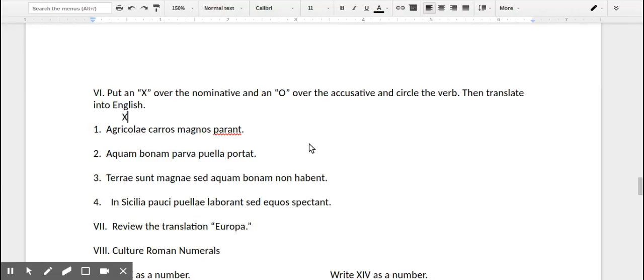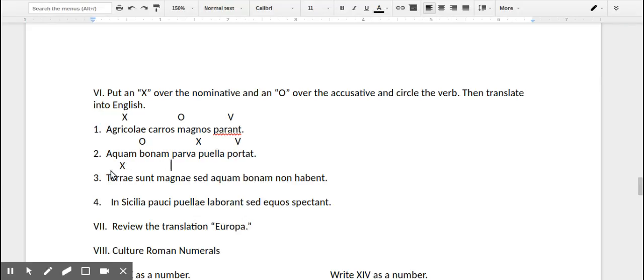So this is an AE, so it's going to be nominative. These are os, so this is going to be accusative. And then parent is my verb. Again, coming here, am would make this accusative. A would be nominative, and this would be my verb, portant. So AE is a nominative ending.